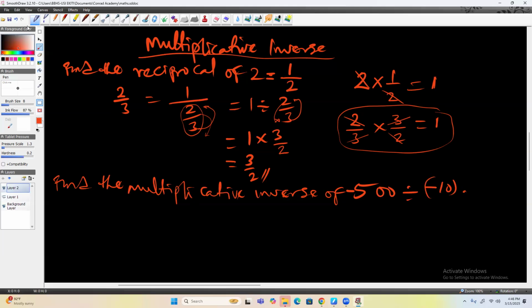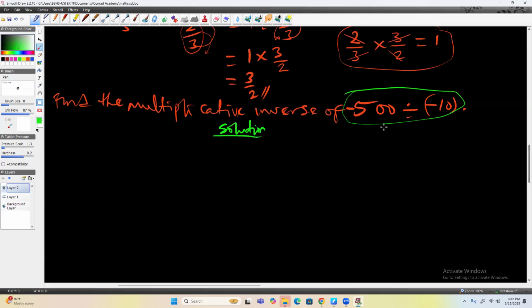Now, the first thing you have to do is to solve the question normally. Then you find the multiplicative inverse of your result, because specifically here, they told you to find the multiplicative inverse of this calculation. So what you will typically do is just solve it normally.